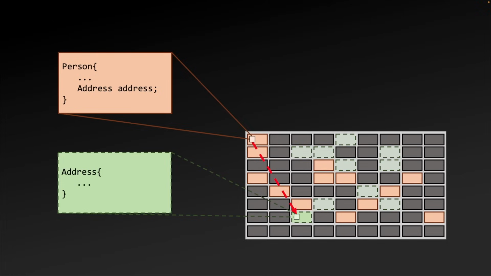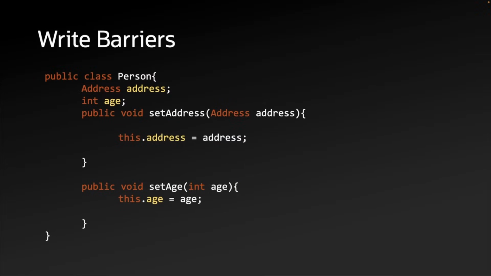Of course, the question you might be asking is how does G1 become aware of cross-region references? This is accomplished through the write barriers. Write barriers are pieces of garbage collection code that can be embedded in application code by either the HotSpot interpreter or the C1 or C2 JIT compilers.